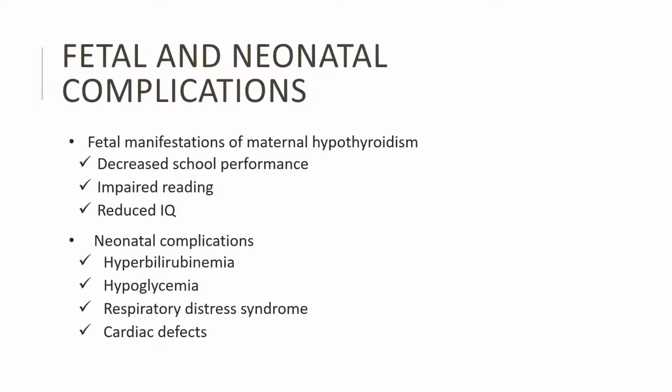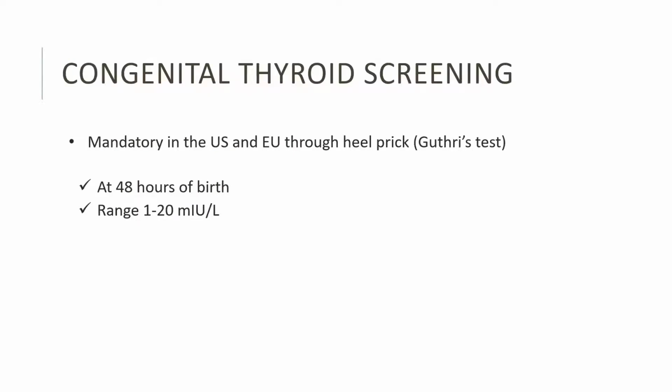There was no outcome of complication of hypoglycemia. Respiratory distress syndrome was also there, and there were more congenital cardiac anomalies, especially ventricular septal defect and patent ductus arteriosus. So these are very important outcomes, and they should be kept in mind in patients of maternal hypothyroidism who are pregnant.